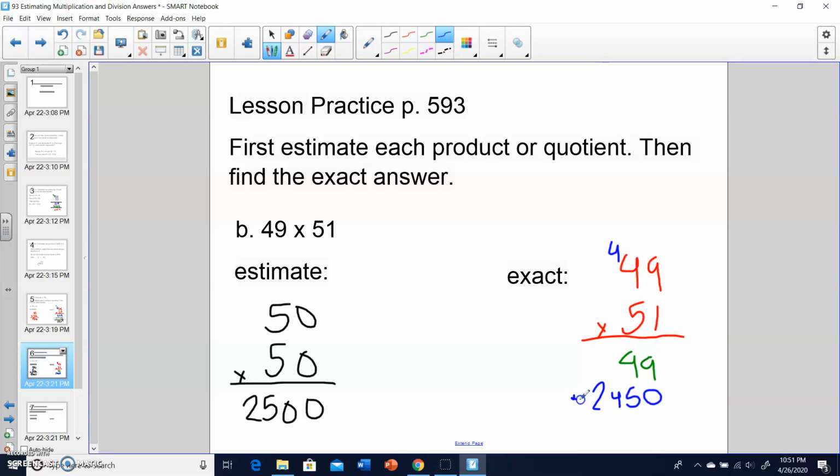Okay, then I add together. 9 plus 0 is 9. 4 plus 5 is 9. 4 plus nothing is 4, and 2 plus nothing is 2. So my exact answer is 2,499. My estimate was 2,500. Those are very close answers. It doesn't get closer than that.